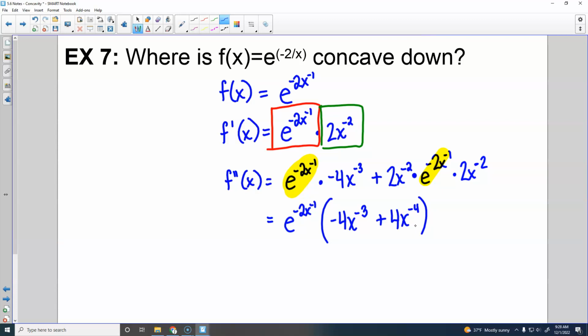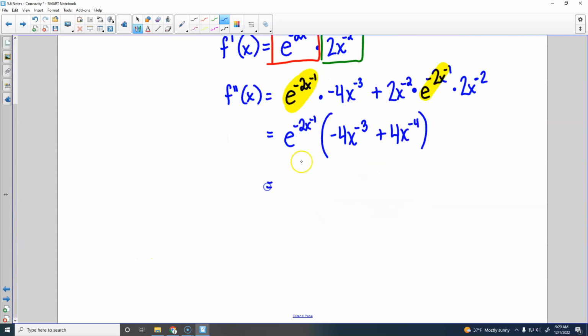Let's see what's going to be the easiest way to deal with that. Probably to get rid of all those negative exponents. So I can write this as 1 over e to the 2 over x. So that negative right there with the 2 moves this to the bottom, and I went ahead and did that with the negative x. I moved it to the bottom of that fraction. And then over here I'd have negative 4 over x cubed plus 4 over x to the 4th.